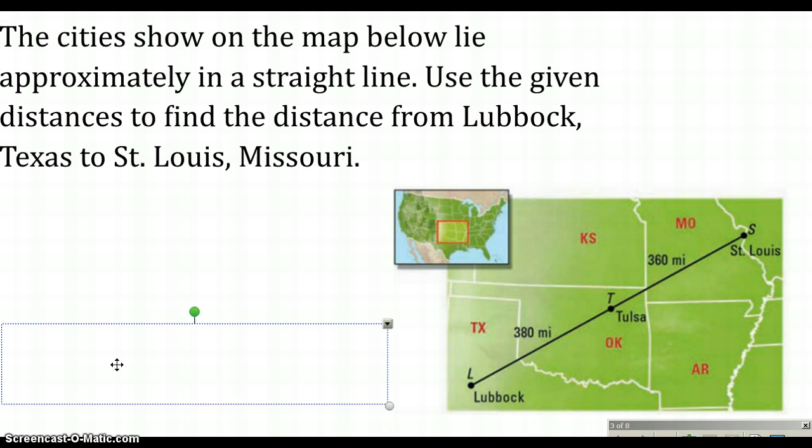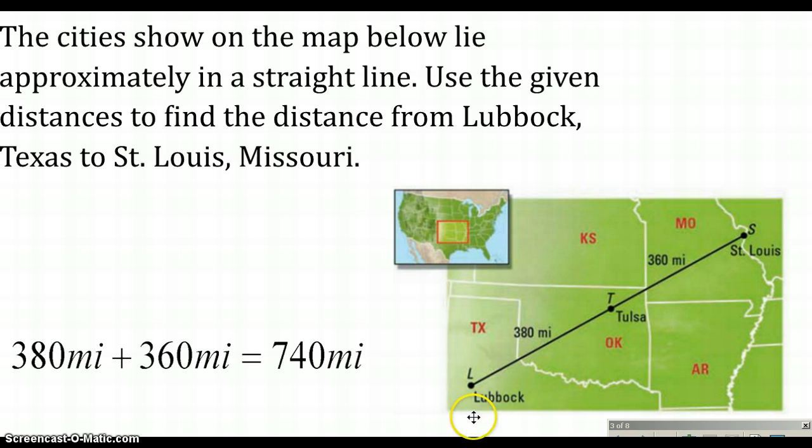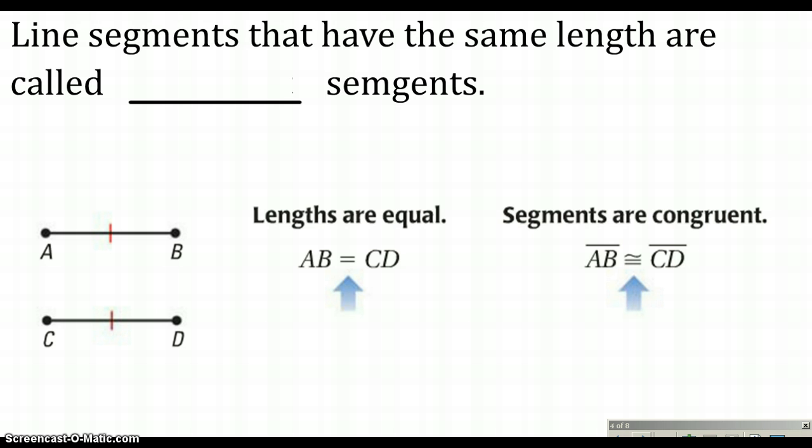Hopefully you paused the video and you'll see that from Lubbock to Tulsa is 380 miles. And from Tulsa to St. Louis is 360 miles. So from Lubbock to St. Louis is 740 miles total. Very easy concept, segment addition.